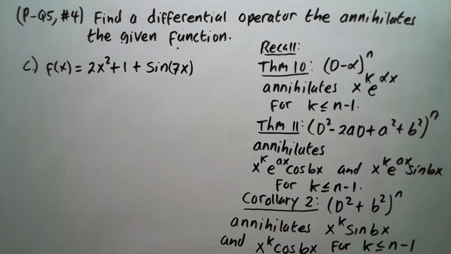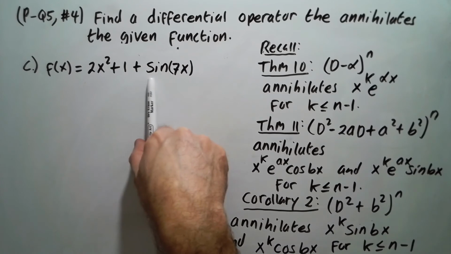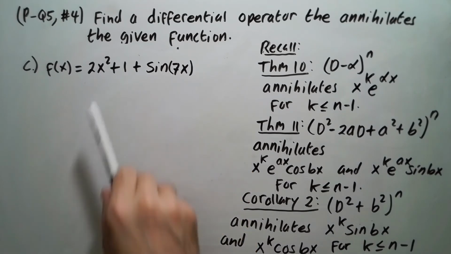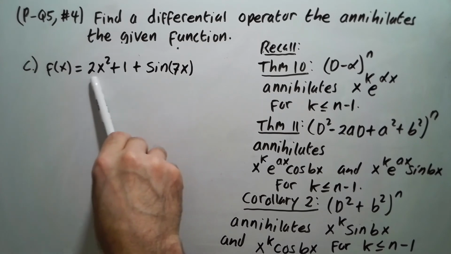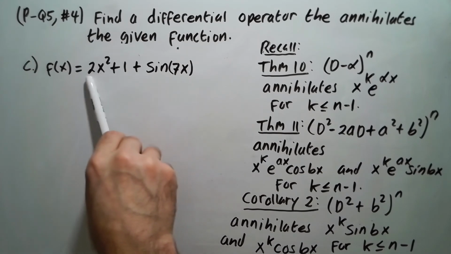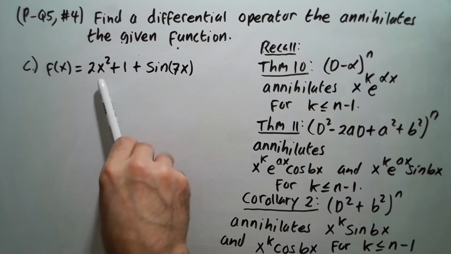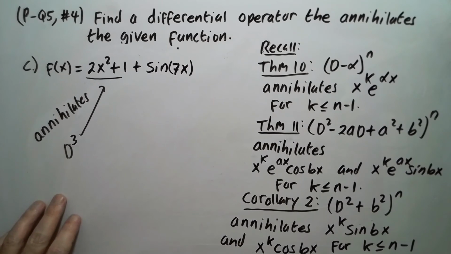Okay, so here's part C. So we have to annihilate 2x squared plus 1 plus sine of 7x. So let's first annihilate the 2x squared plus 1 guy here. Well, it looks like the third derivative, or D cubed, should annihilate this because the third derivative of 2x squared plus 1 would be 0. So let's note that here. Okay, so the D cubed would annihilate the 2x squared plus 1.